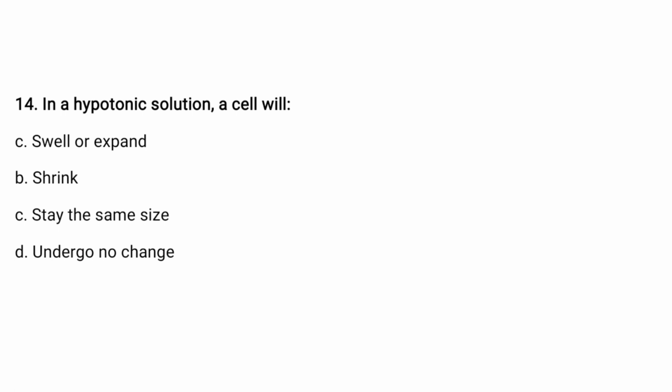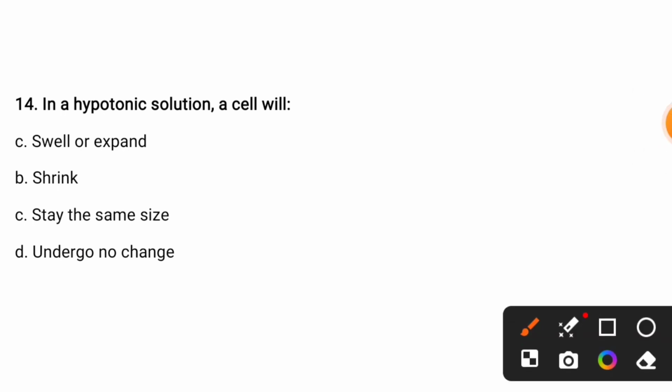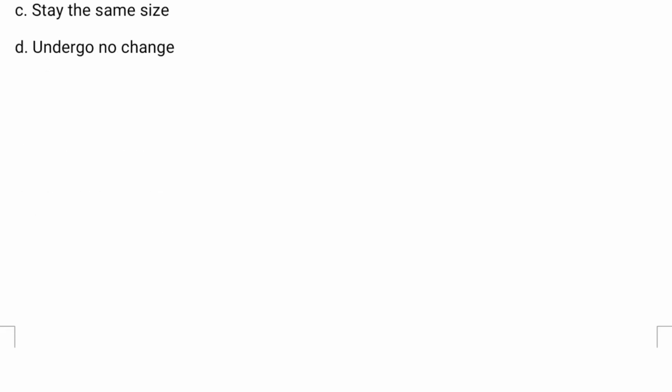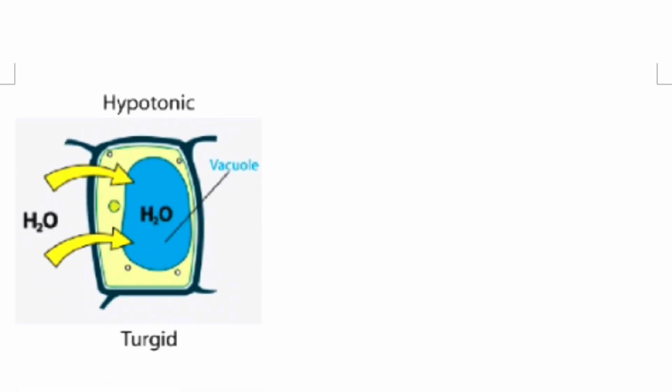In a hypotonic solution, a cell will. Options are swell or expand, shrink, stay same size, undergo no change. When it is placed in hypotonic solution, then what happens? It swells or expands, becomes turgid. That is the answer. Let's see the next question.